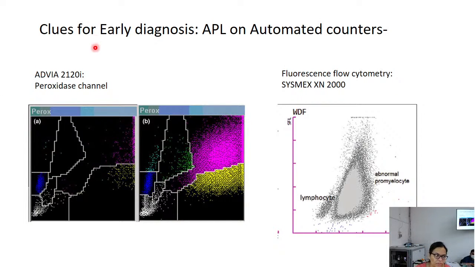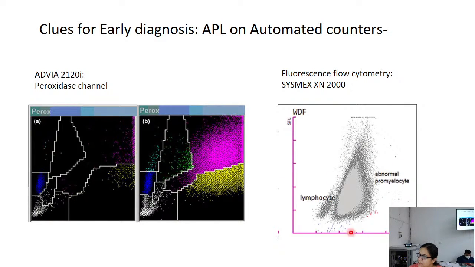Apart from that, there are certain other clues for early diagnosis, like in the routine automated counters, the Advia 2120i peroxidase channel. This is a case of a hypocellular APL in which we can see a characteristic very strong MPO positivity on the peroxidase channel. This is a case of a hypercellular APL in which very strong MPO positivity can be seen. Mostly these are the microgranular variants which have a high TLC, but on morphology the granules are very few or not visible, but the submicroscopic granules can be highlighted on the peroxidase channel of the MPO.